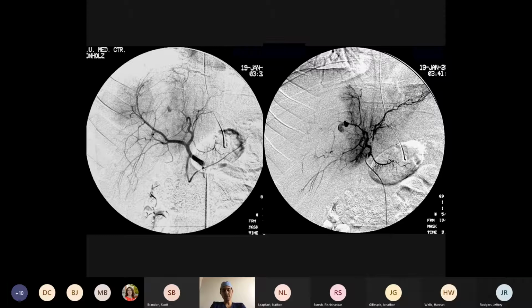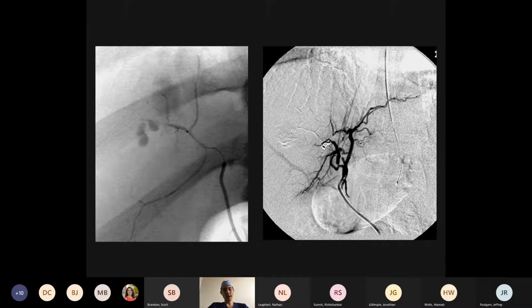So this is an arteriogram of that liver. We have the catheter in the celiac trunk, and then in the middle of the image there, you can see that kind of blob of contrast. And this is the active extravasation. That was the vessel that was bleeding, so a branch of the left hepatic artery.